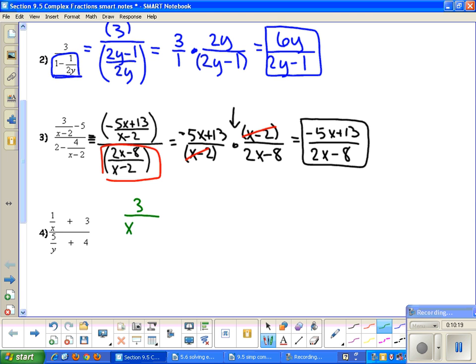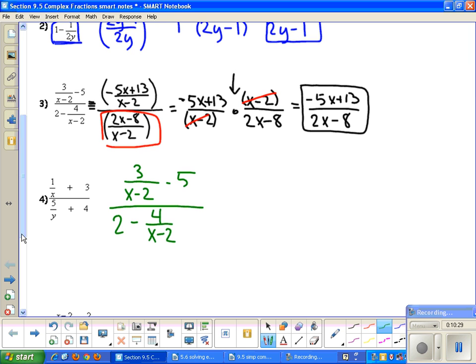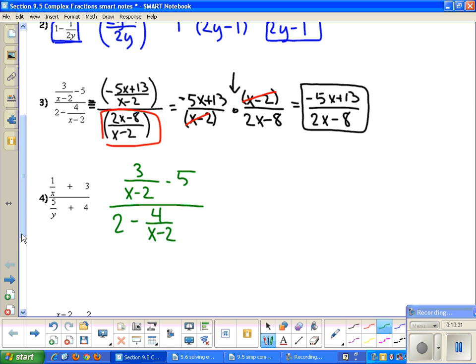So we have 3 over x minus 2 minus 5 all being divided by 2 minus 4 over x minus 2. Now, the second way that you can solve these problems is by finding the least common denominator of everything in your whole entire problem. So the least common denominator between all of my denominators, the x minus 2, 1, 1, and x minus 2, would be, of course, x minus 2.